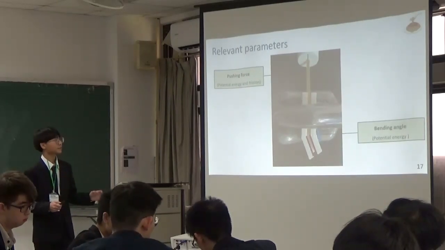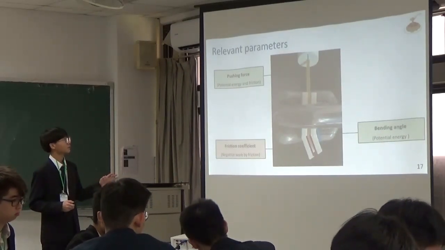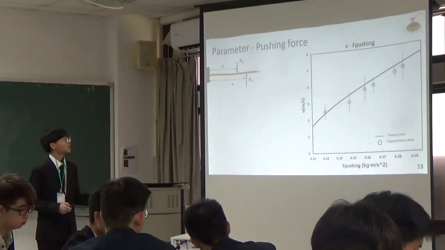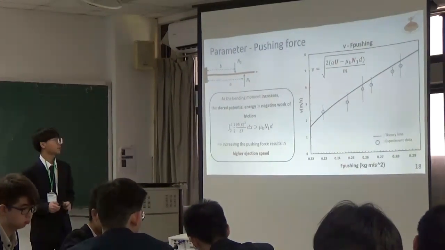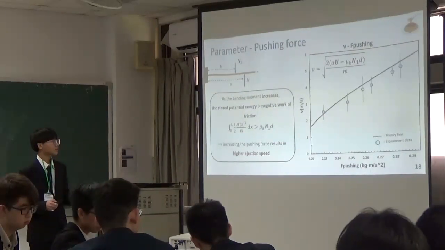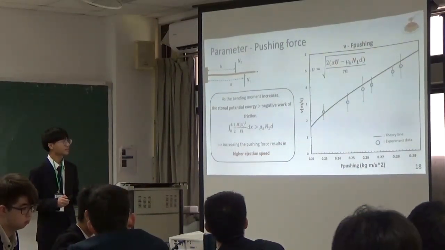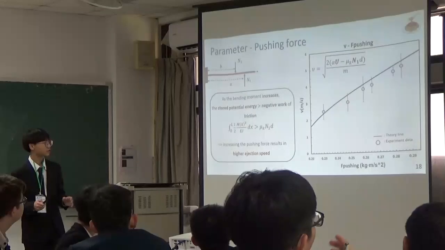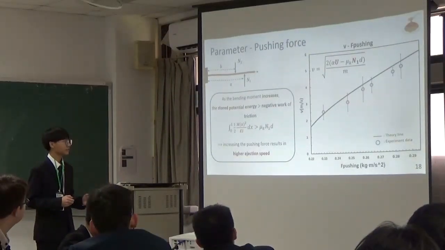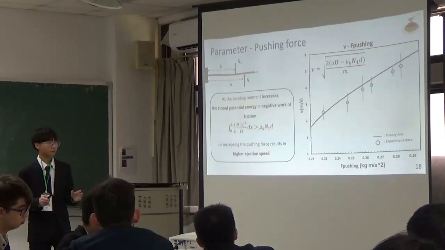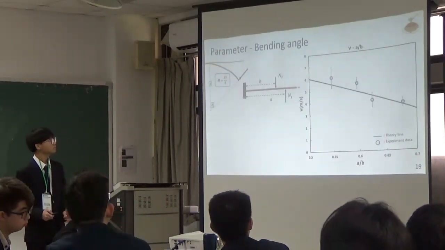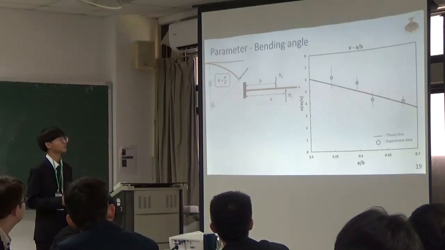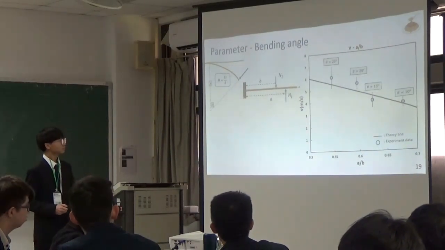And next are three relevant parameters. First is the pushing force. As the bending moment increases, the stored potential energy becomes higher than the negative work of friction, and then the spaghetti will eject. Increasing the pushing force leads to a higher ejection speed. Then the second parameter is bending angles.